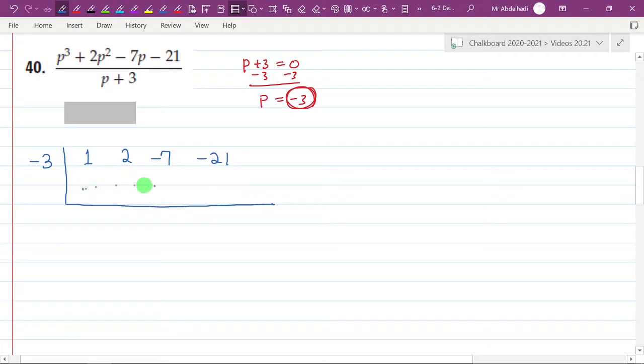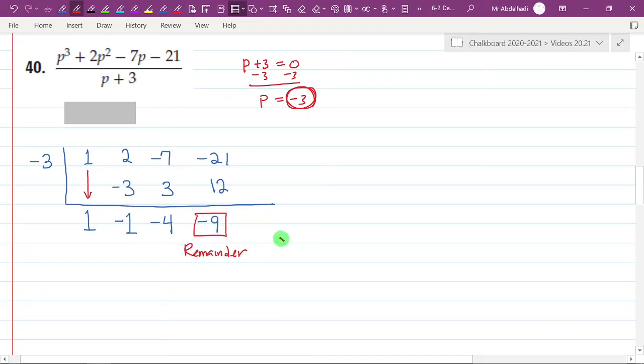Notice I have enough room here to put another row of numbers because I need that. So that's the setup. Now the game. You drop the first number down to the bottom. And then from here on in, it's just multiply, add, multiply, add, multiply, add. Here we go. Multiply -3 times 1 and put the result -3 here. 2 minus 3, when you add them, is -1. -3 times -1 is +3. -7 plus 3, or 3 minus 7, is -4. -3 times -4 is +12. -21 plus 12, or 12 minus 21, is -9. And that last number is always your remainder.